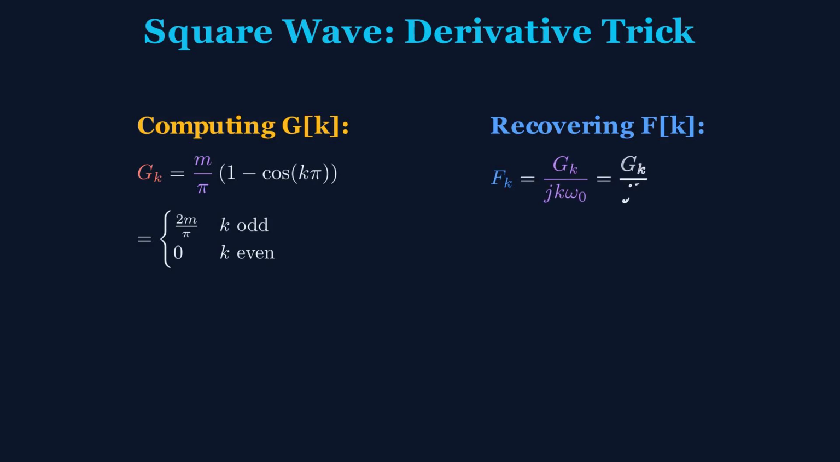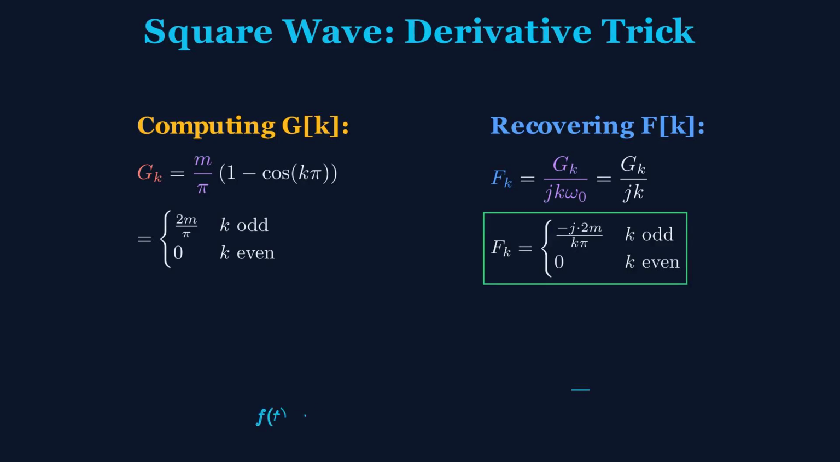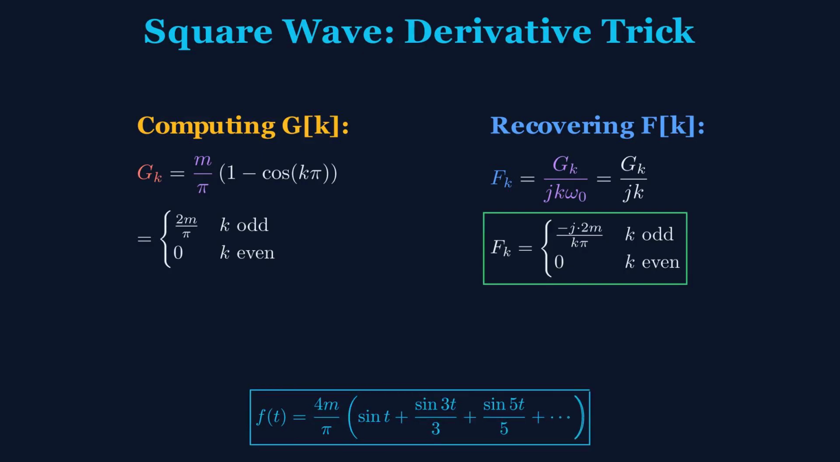Since cosine of k pi equals negative 1 to the k, for odd k this gives 2M over pi, and for even k it gives 0. Dividing by jk to get f sub k, we obtain f sub k equals negative j times 2M over k pi for odd k and 0 for even k.